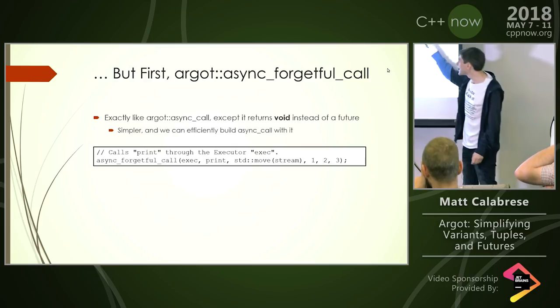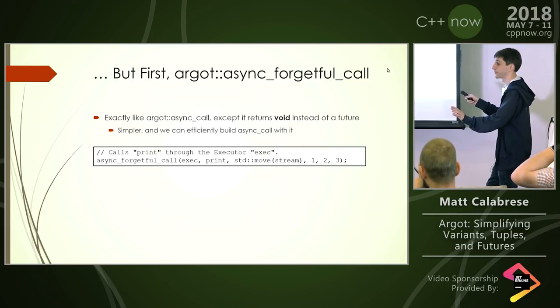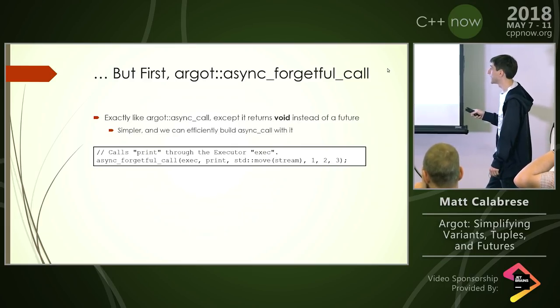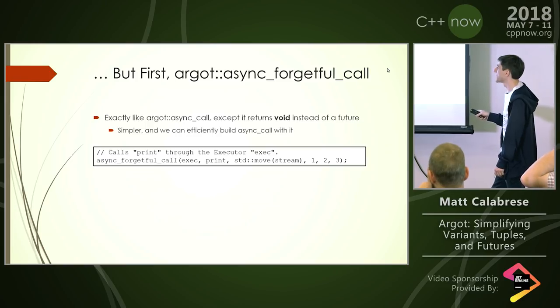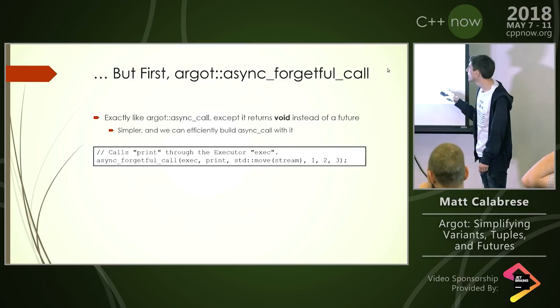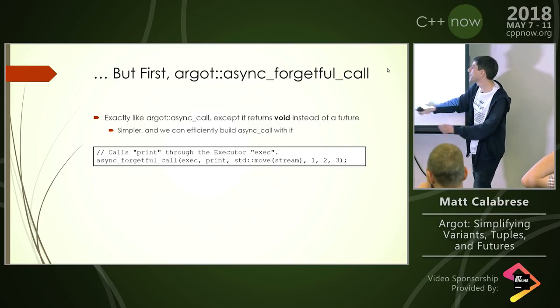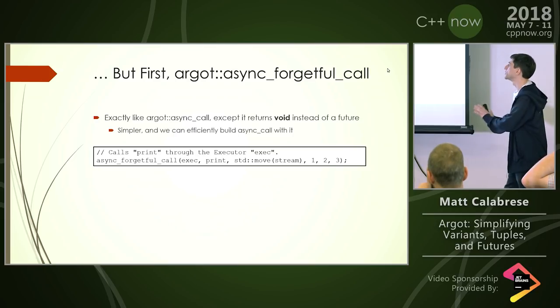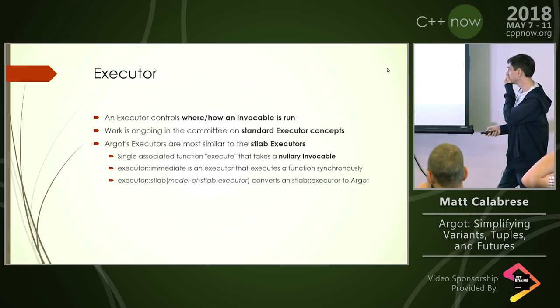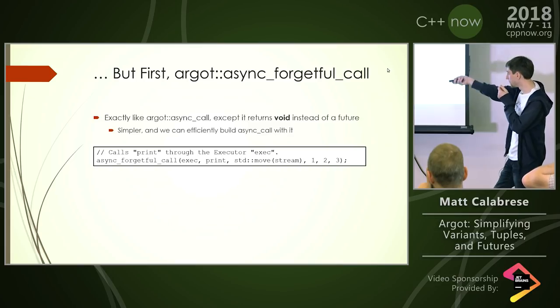Here's an example usage of async forgetful call. It takes in an executor. Again, I haven't explained exactly what an executor is in this context. And we're passing along print. You probably would not be printing in practice; this isn't a great way to do asynchronous I/O. But we know it exists. Then we're moving in some stream that we want to print to, and passing along some variables. We're not expanding any futures here. This is strictly just doing an asynchronous call. And this all works.